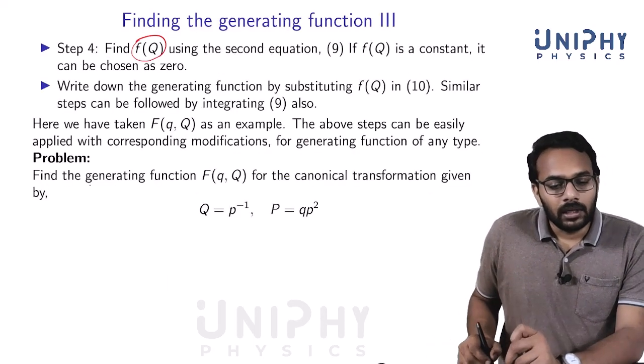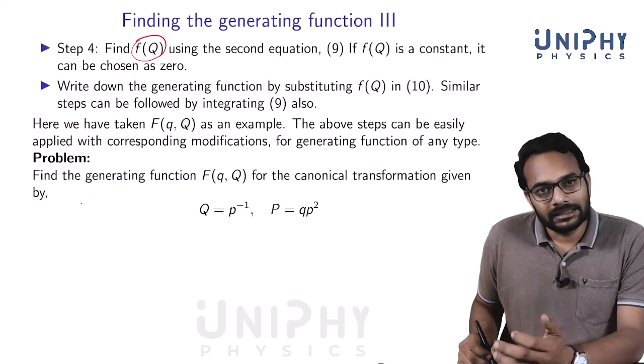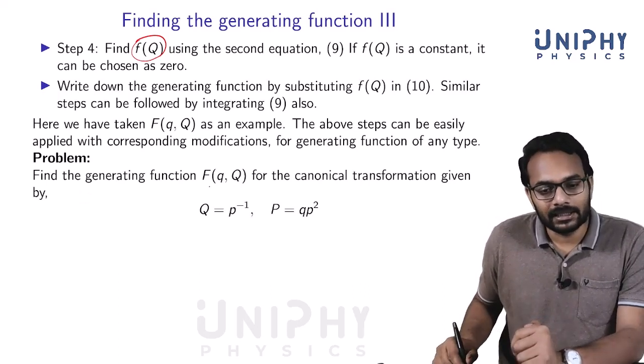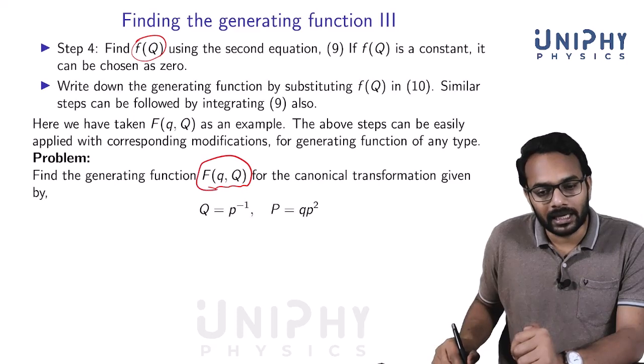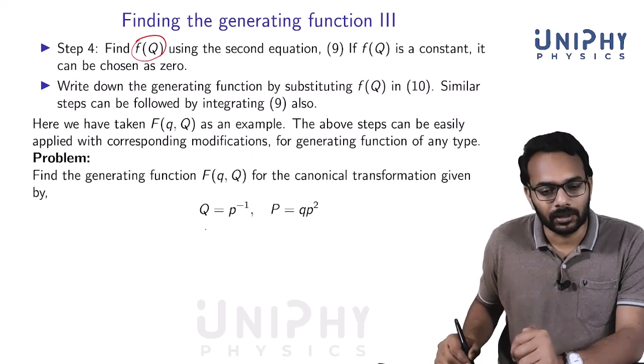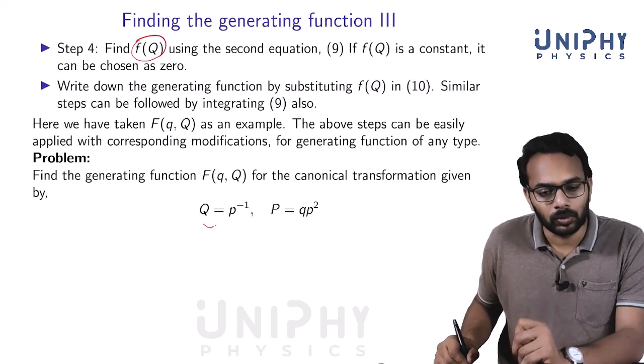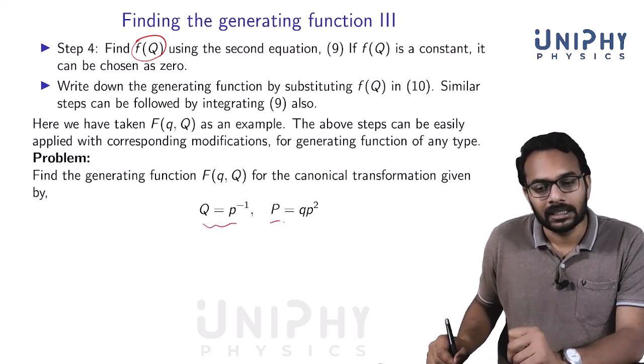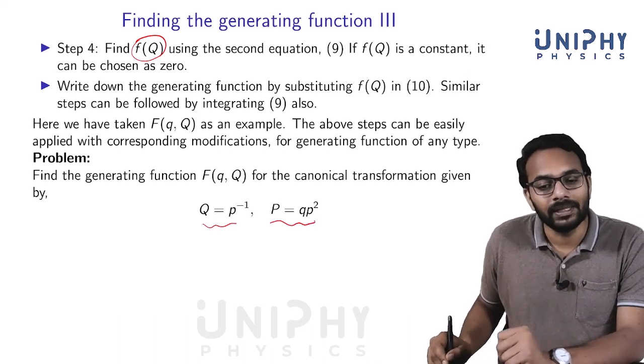Now let's do a problem to demonstrate this procedure. Find the generating function f of small q comma capital Q. So this is of the first type. For the canonical transformation given by, so the transformation is given: capital Q is equal to p inverse, capital P is equal to q p square.